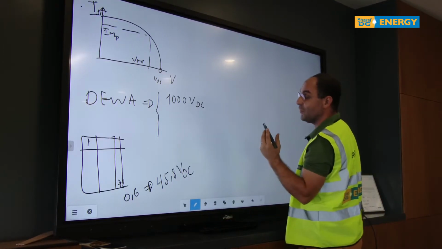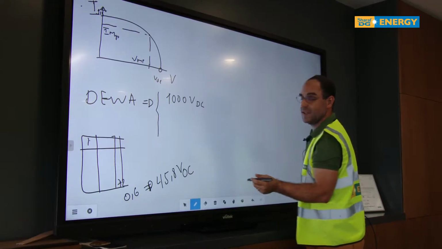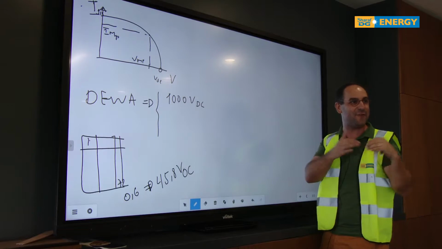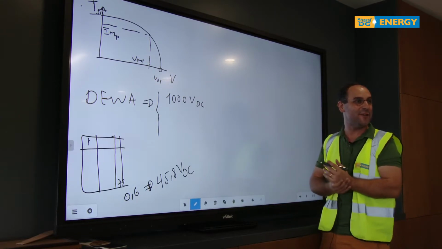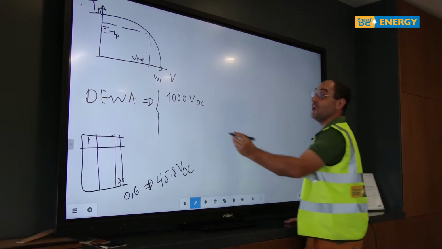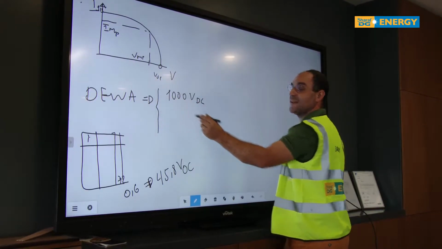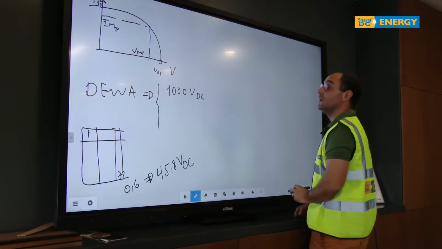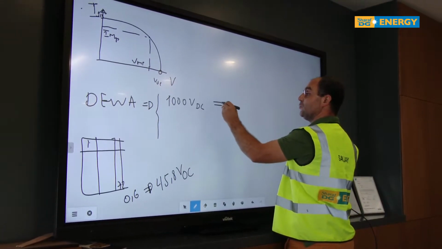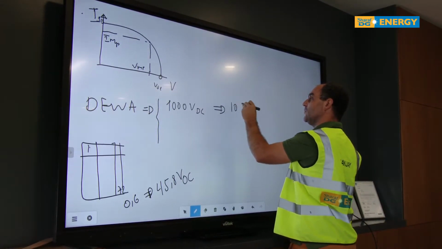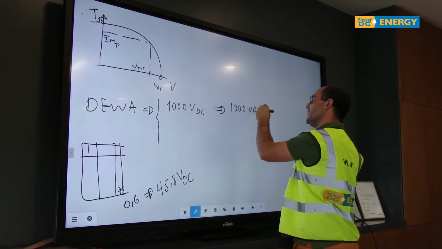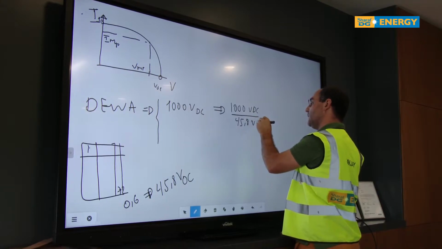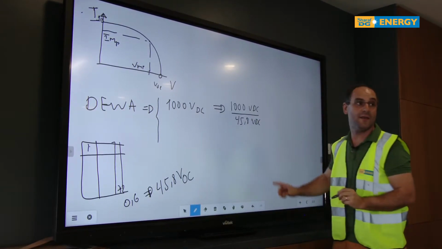So now you tell me one thing. If I tell you that in our electrical setup, panels are in series and then in parallel and all that stuff, you will be able to tell me how many panels I have in a series. Let me try to do this a different way. Can you please divide 1000 volt DC by 45.8 volts DC? How much does it go?